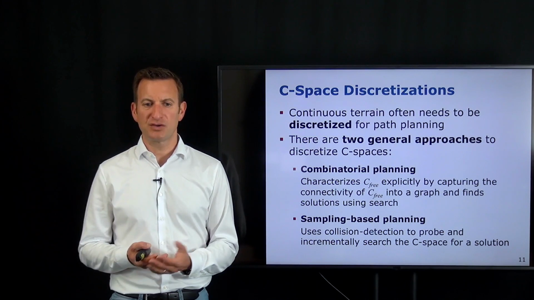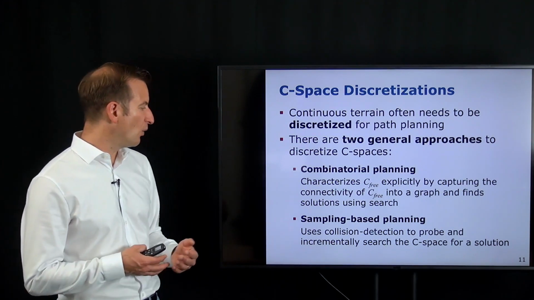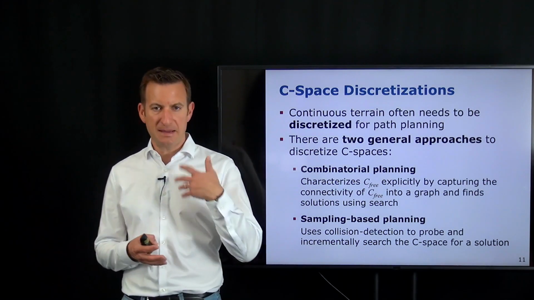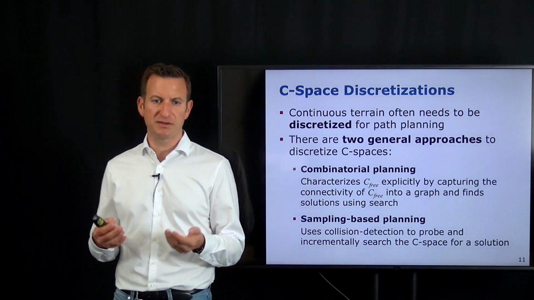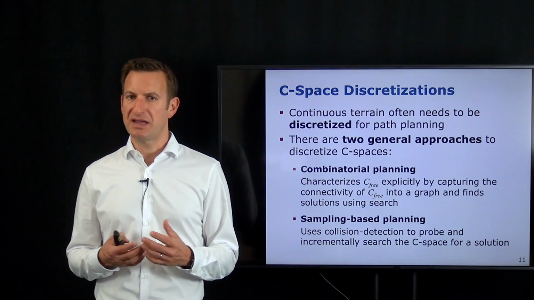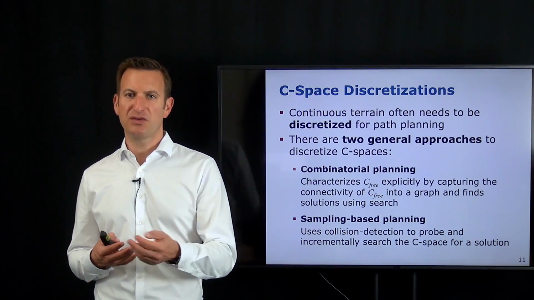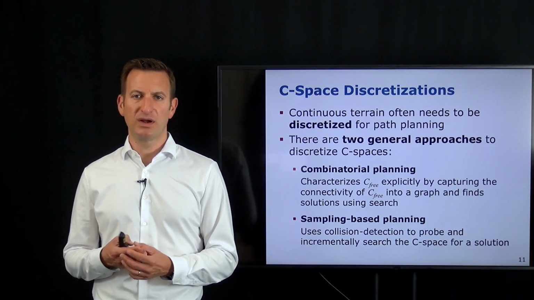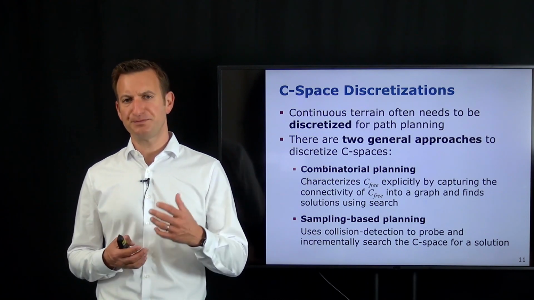An alternative approach is the sampling-based planning systems, which basically sample possible configurations, often in a randomized fashion, and then have a local collision detection system that says, is this configuration in the free space or in the occluded space?